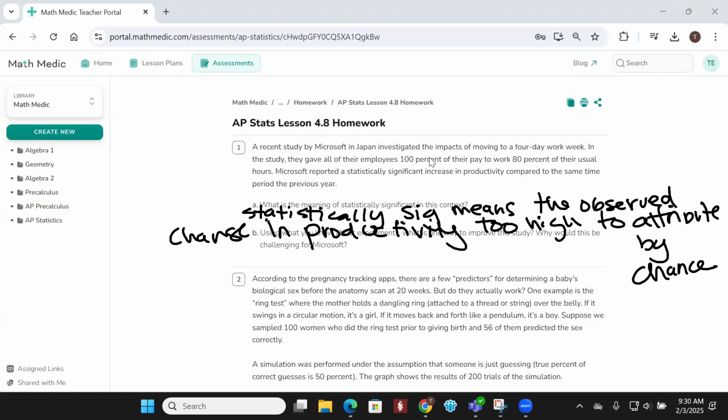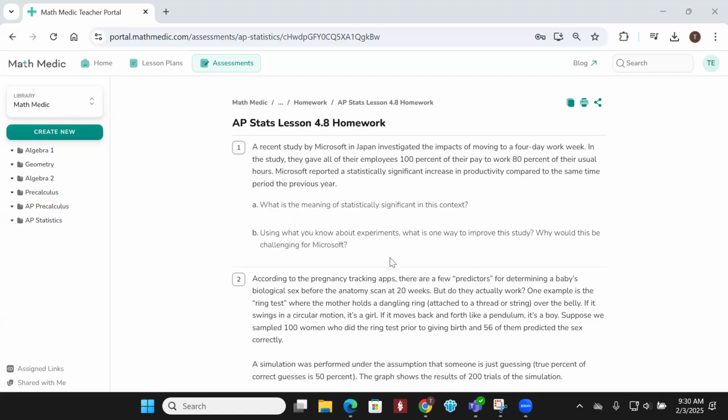Okay. Let's look at part B. Using what you know about experiments, what is one way to improve the study? Why would this study be challenging for Microsoft? So what should they do? Have two different groups. What else?